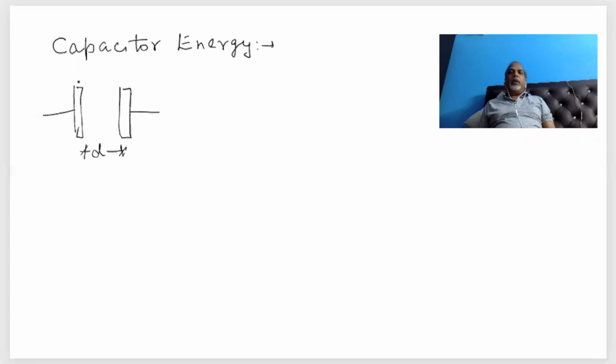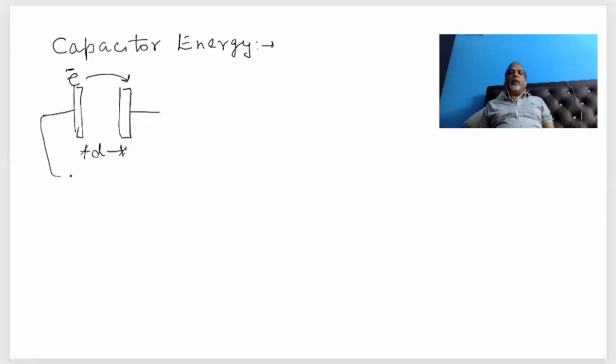Here we see a parallel plate capacitor, and this is an uncharged capacitor. And suppose if we want to shift one electron from the left plate to the right plate, then what do we have to do? We have to do some work. Without doing work, this cannot be shifted. And generally, this work is done by a battery.